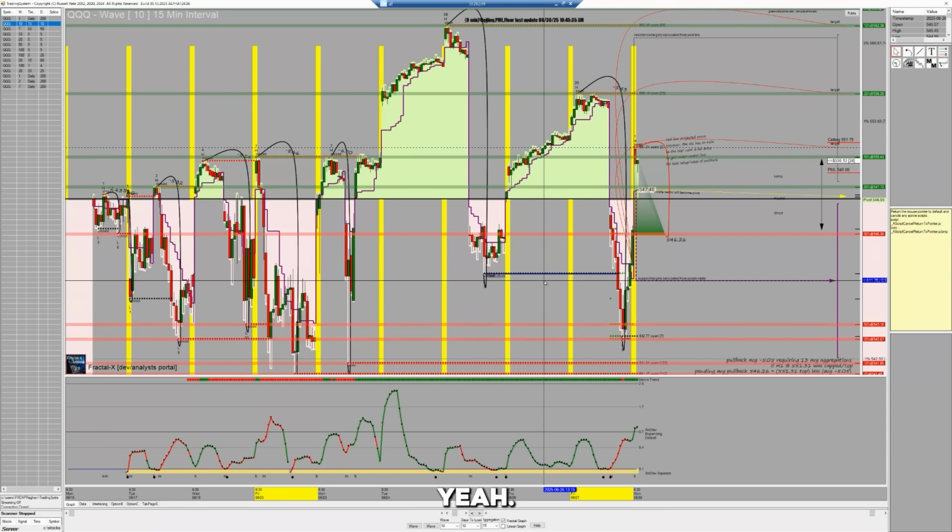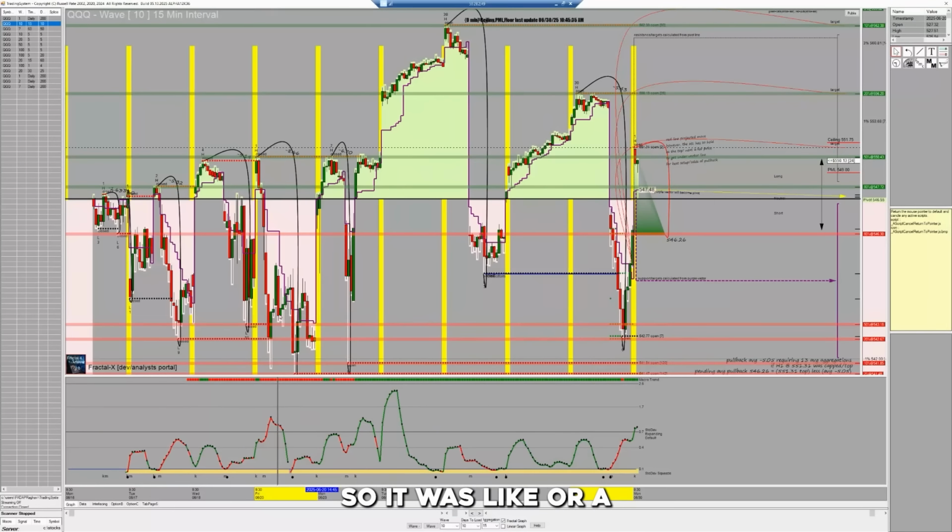And then you have the macro trend right here. Now the macro trend is used for the bias, you could say. When the macro trend is green, it means the overall bias of this time frame is bullish. Does that make sense?